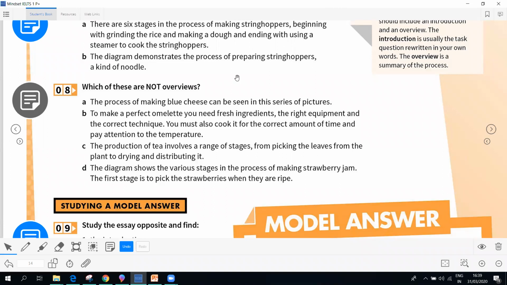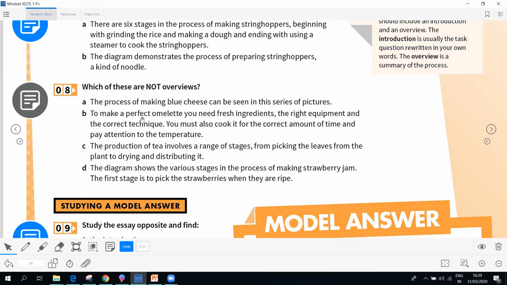Task 8. What does the instruction ask you to do? Read the instruction. Which of these are not overviews? So you need to find out which of the 4 options, A to D, are not overviews. From the question, you can understand there are more than one option to choose as answers.